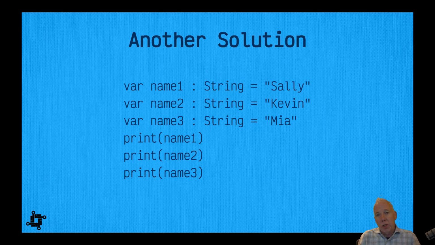Now, another solution would be we don't have to necessarily, we can do it as part of the declaration. So we can say we declare name1, we say it's of type string, and we can say it has an initial value. So we could do that as well. That shortens it up a little bit.